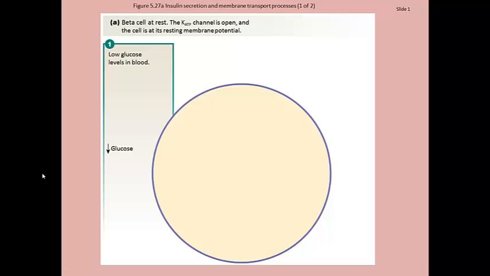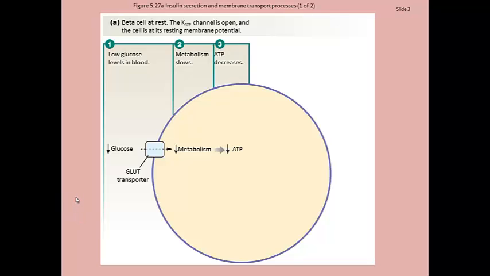So here we're going to look at the beta cells in the pancreas, which are responsible for insulin secretion. And they're going to be responding to glucose in the bloodstream. So with low levels of glucose in the blood, metabolism slows down. There's less glucose outside, less gets moved into the cell by facilitated diffusion. Metabolism slows down as a result.